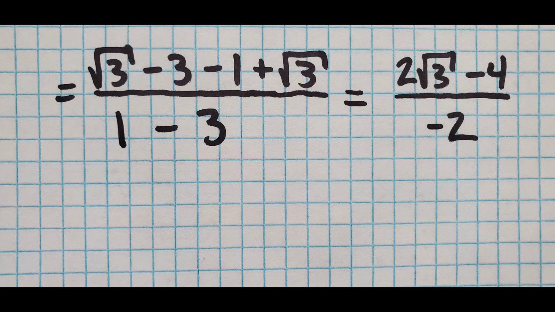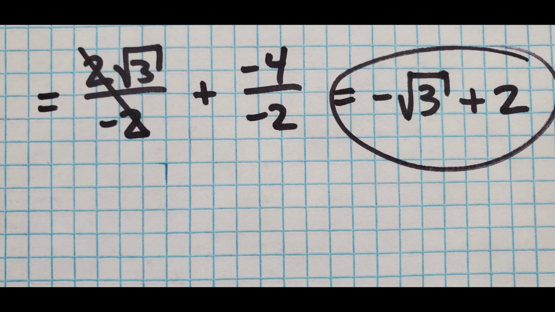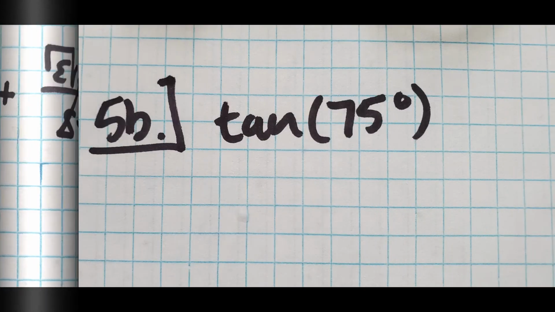You could leave your answer like this, but it's not reduced all the way, so you want to reduce it a bit more. So we divide each of those things on top by the negative 2 separately. So the 2's cancel out on the first one. We're left with just the negative square root of 3. The negative 4 over negative 2 turns into a positive 2. And this is our answer. Okay. So go ahead and try tangent of 75 degrees on your own if you'd like.